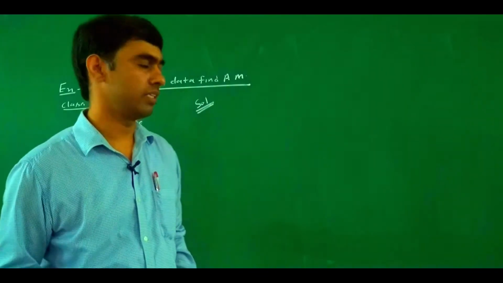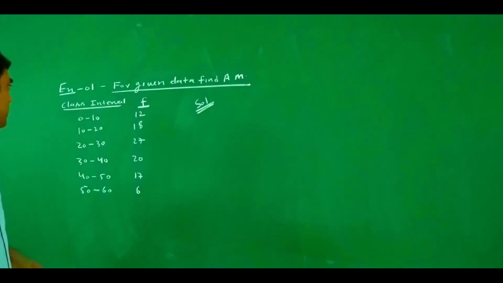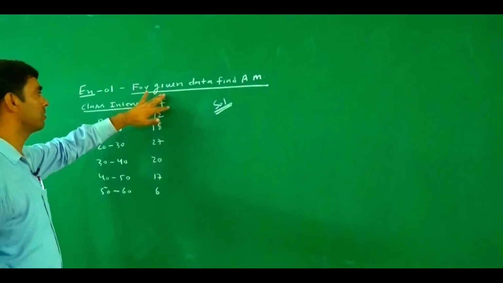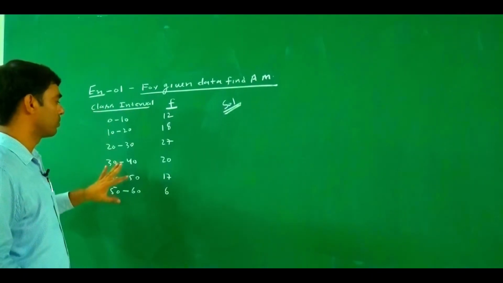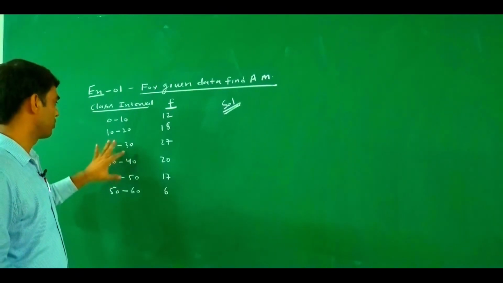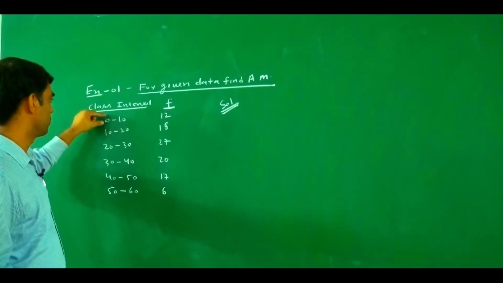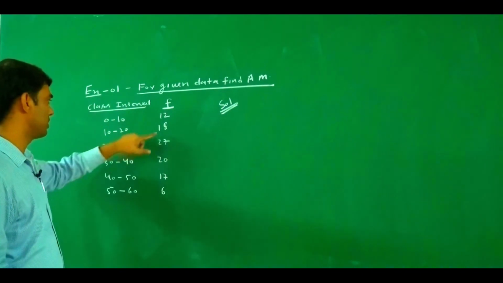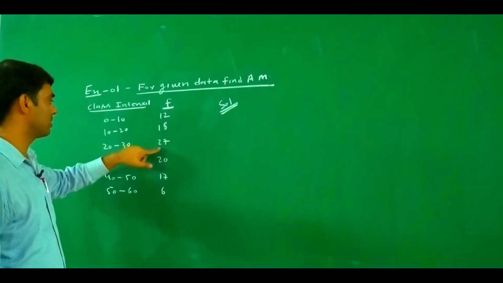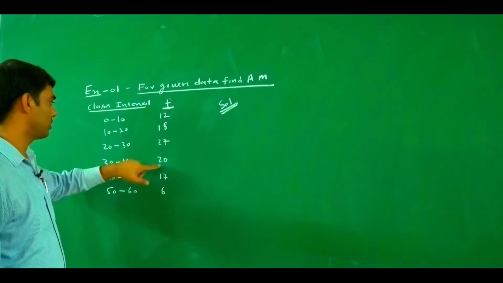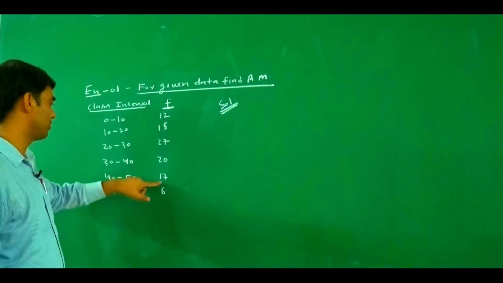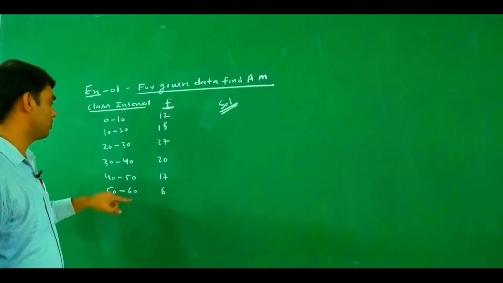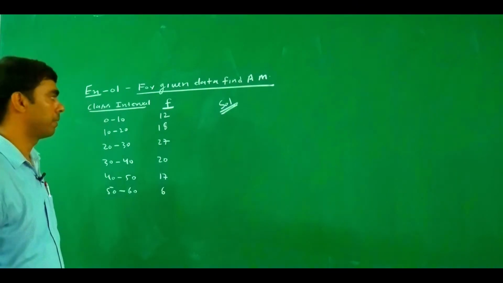Total based on arithmetic mean. Suppose this one is given data. For given data, find the arithmetic mean. This given data is a group data. 0 to 10, frequency is 12; 10 to 20, frequency is 18; 20 to 30, frequency is 27; 30 to 40, frequency is 20; 40 to 50, frequency is 17; and 50 to 60, frequency is 6.